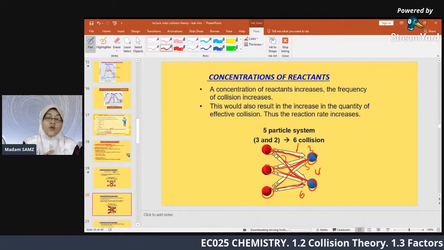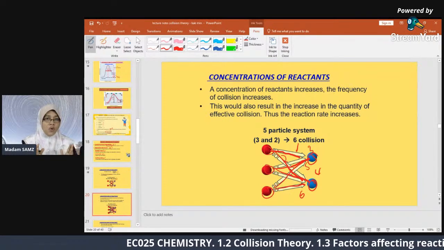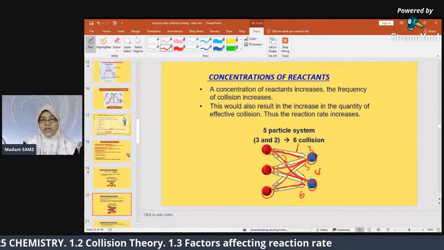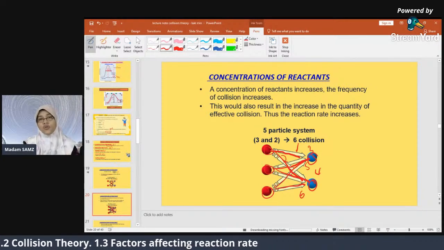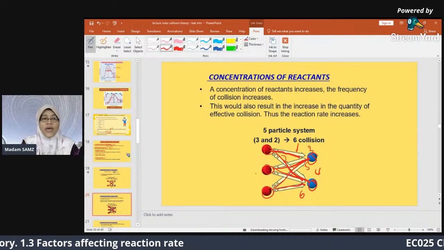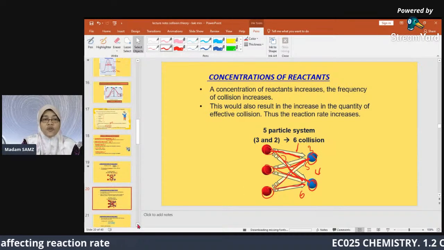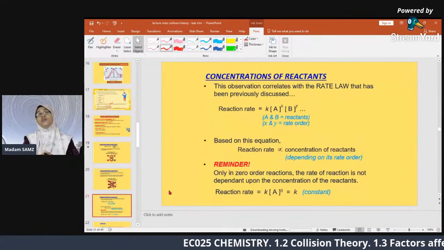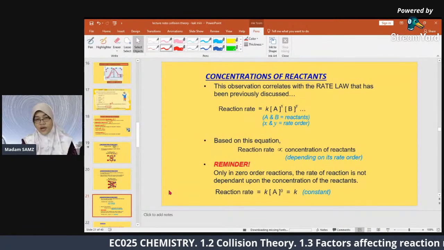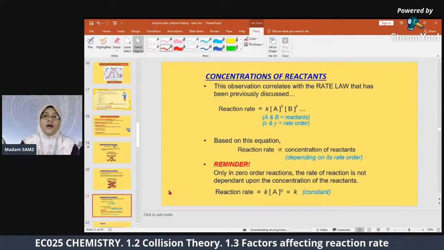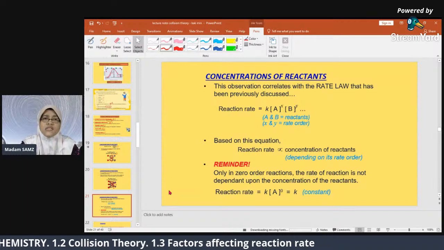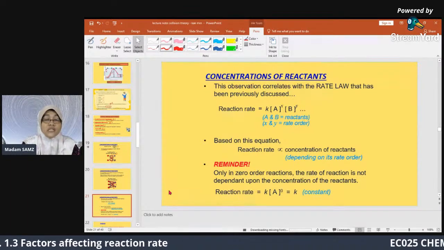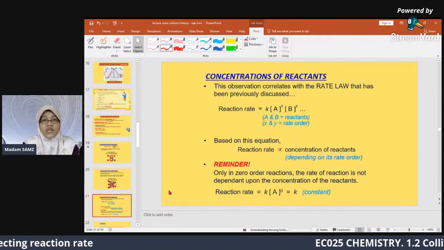So here we can conclude that more moles mean more concentrated, meaning more probability for collisions to occur. And you have more chances for effective collisions, and also here we can conclude that the rate of reaction is also higher, it increases. All right. This observation correlates with the rate law that was previously discussed in the topic of rate of reactions.